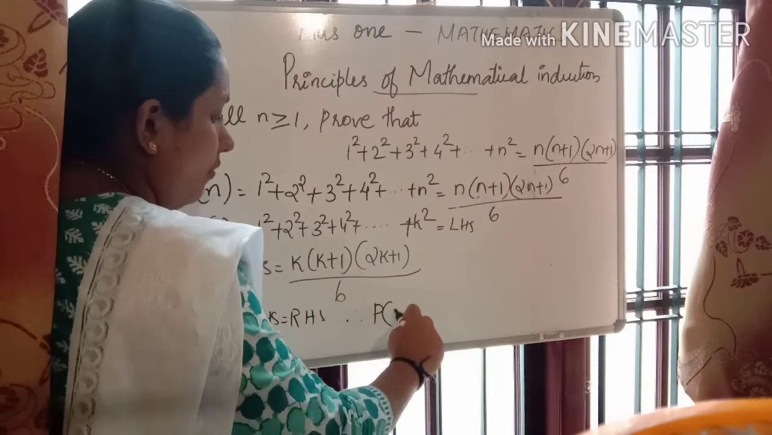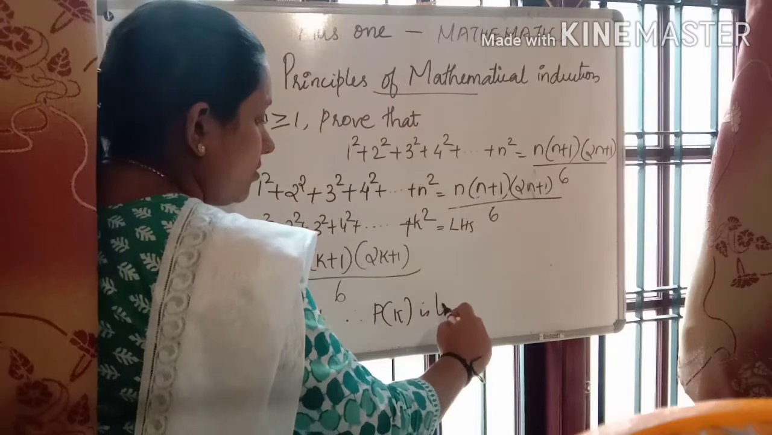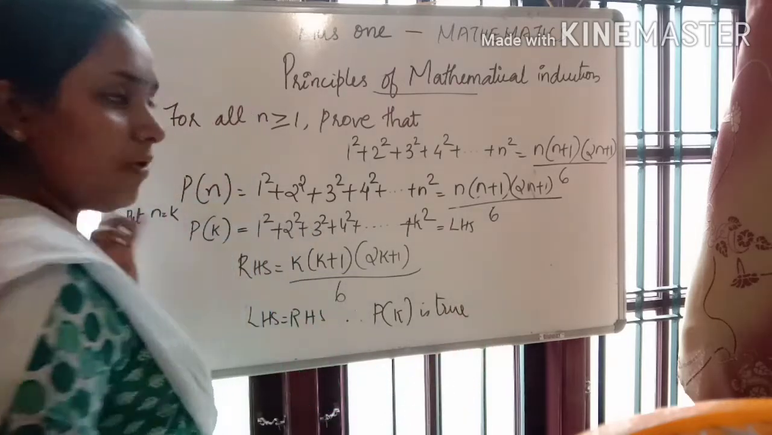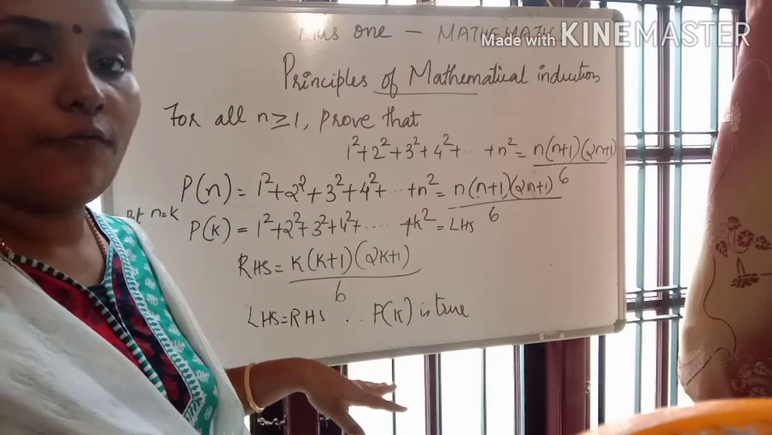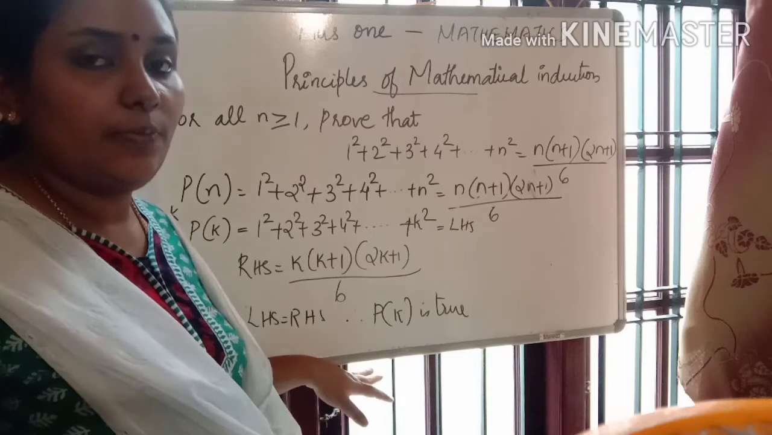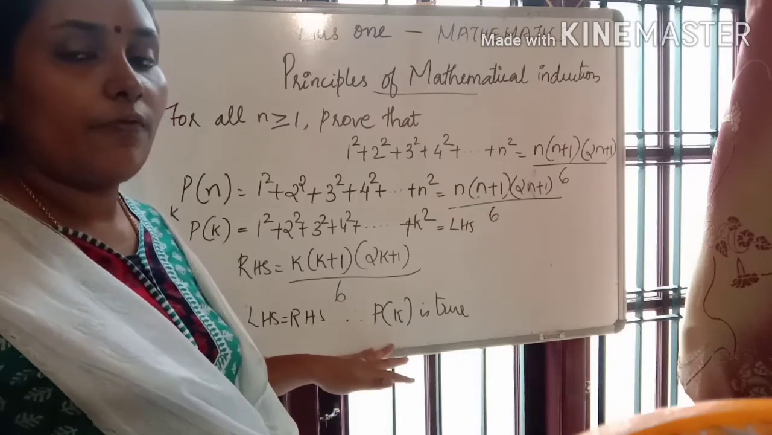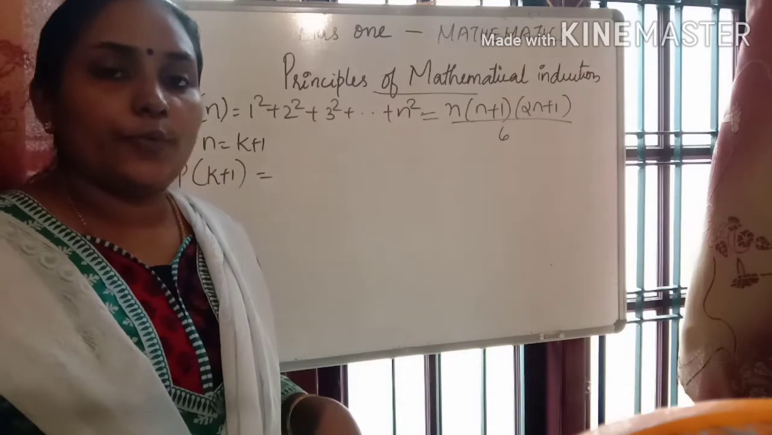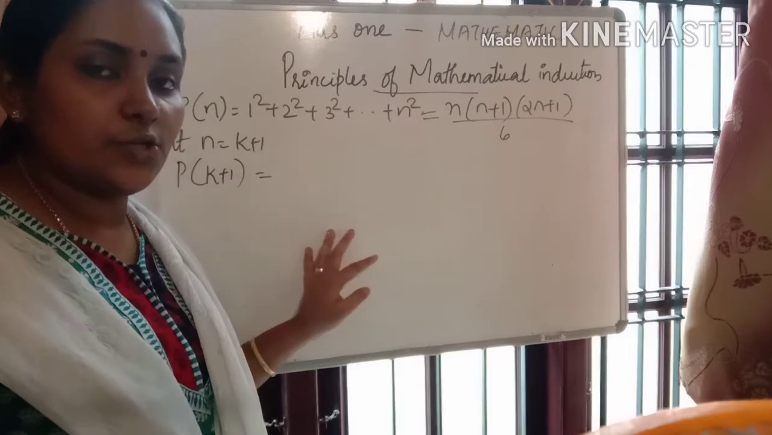Therefore, P of K is true. Okay. P of 1 and P of K is very simple to prove. Next step is P of K plus 1. We are going to prove that P of K plus 1 is true.